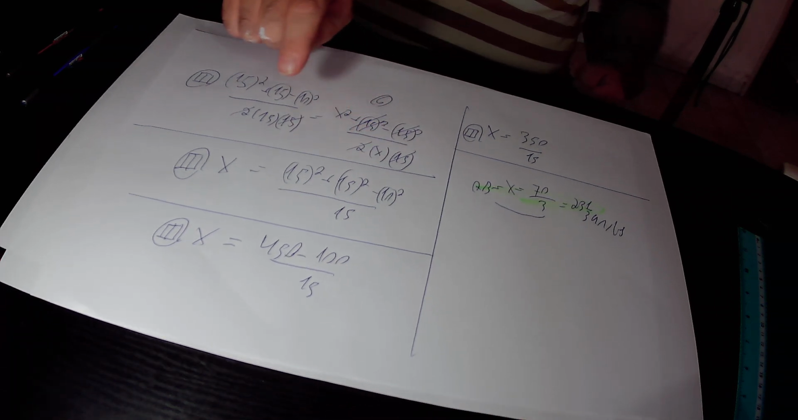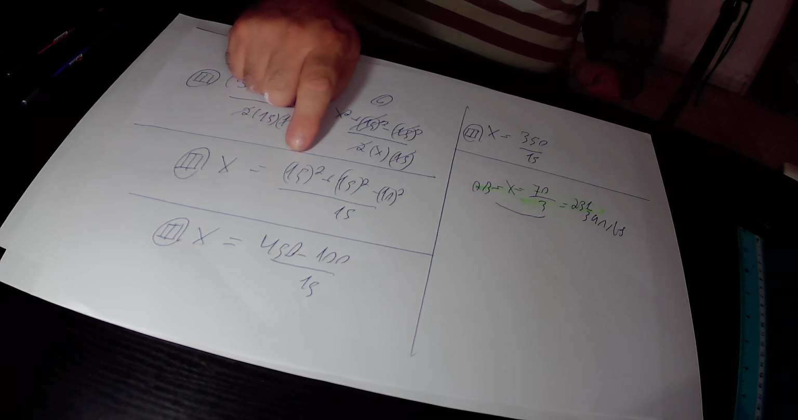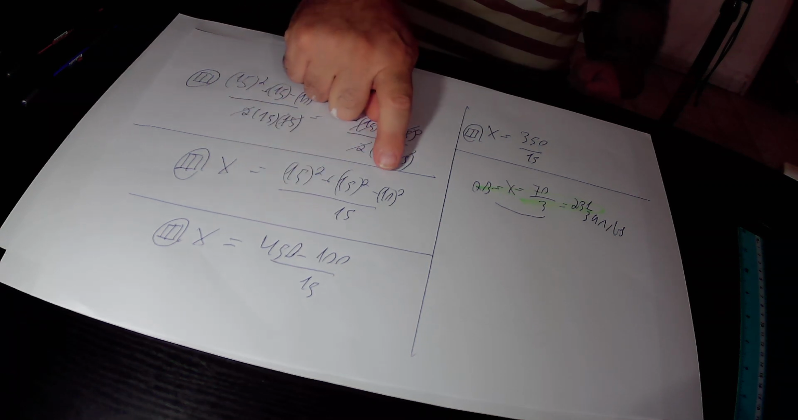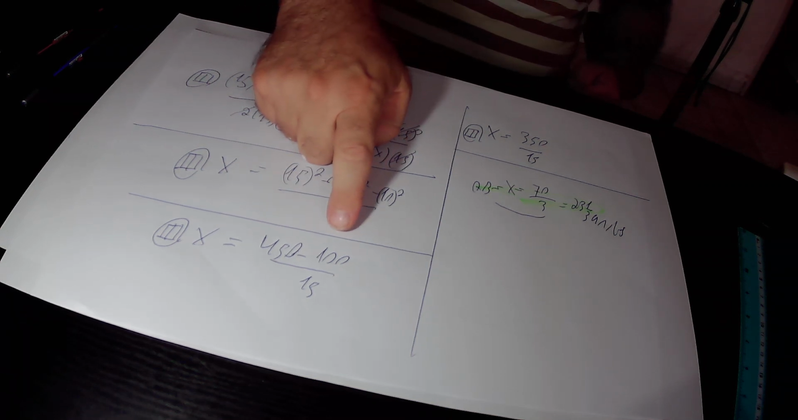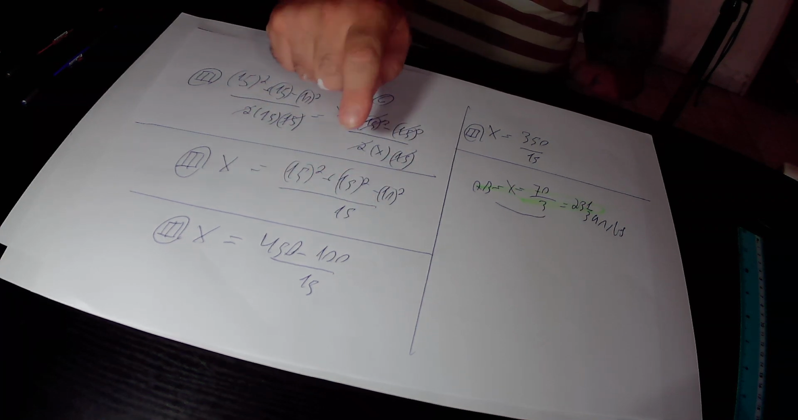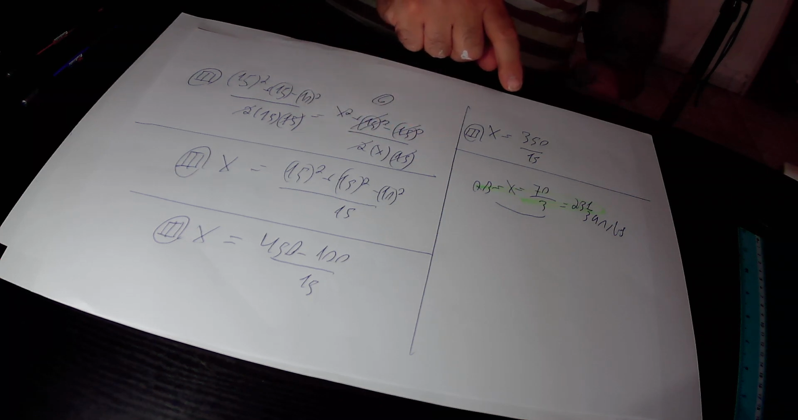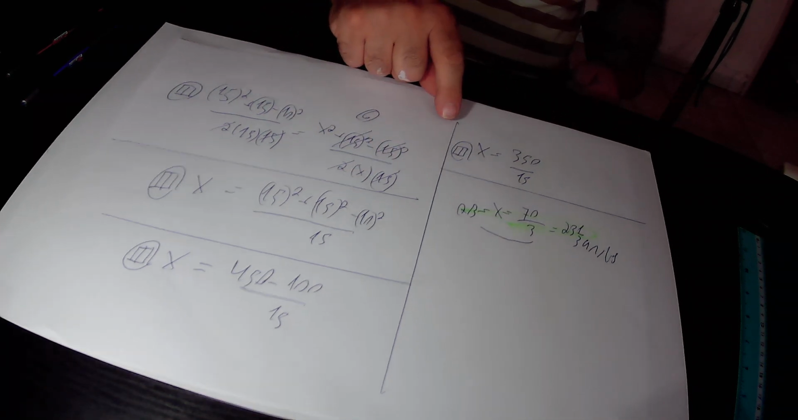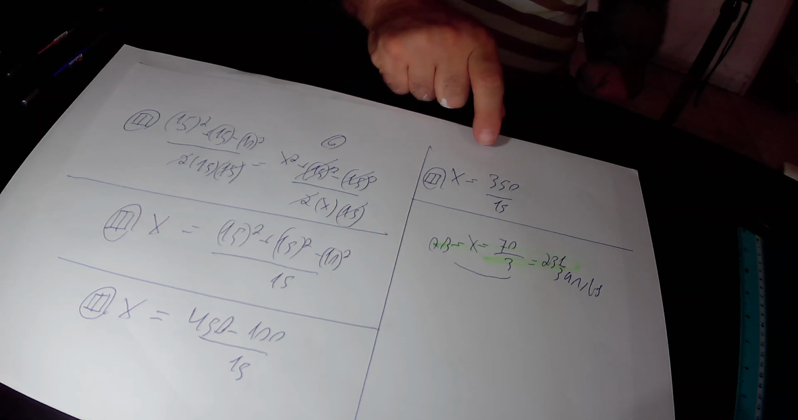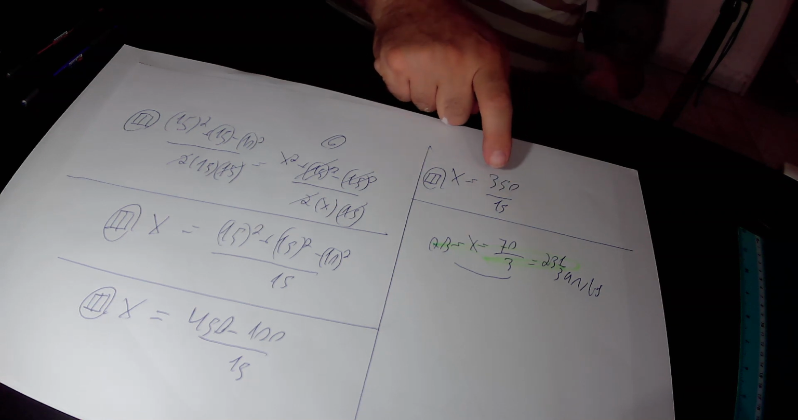So x equals 15 squared is 225, so 225 plus 225 is 450, minus 10 squared, which is 100, divided by 15. So x equals 450 minus 100 is 350 over 15. We divide both the numerator and the denominator by 5. So 350 over 5 is 70, and 15 over 5 is 3.